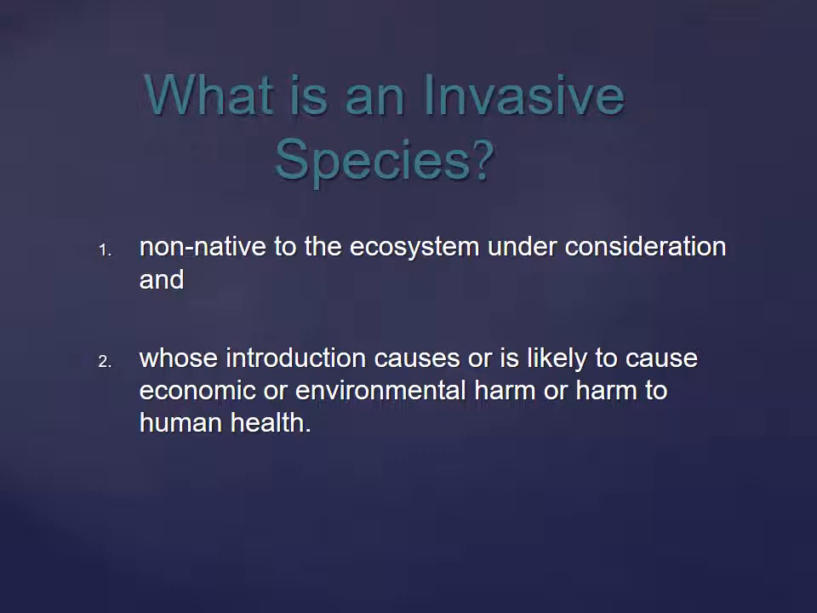First, let's review what we mean by invasive species so that we are all on the same page with terminology. In order to be an invasive species, an organism has to meet two requirements. First, it has to not be from a local ecosystem, and second, it must cause some kind of harm to the economy, environment, or human health. In the case of the emerald ash borer, it comes from Asia, so it's not native to North America, and it causes harm to our ash trees.